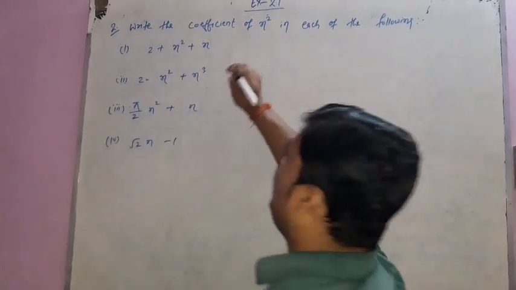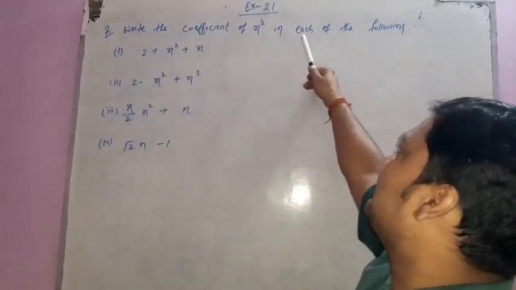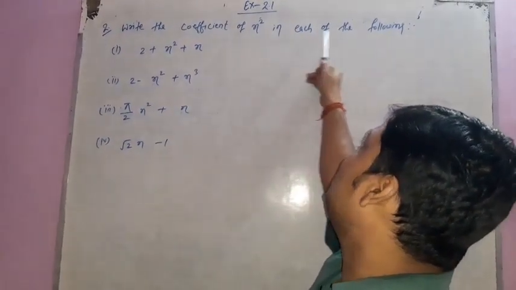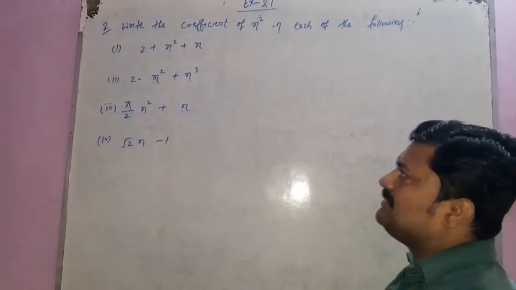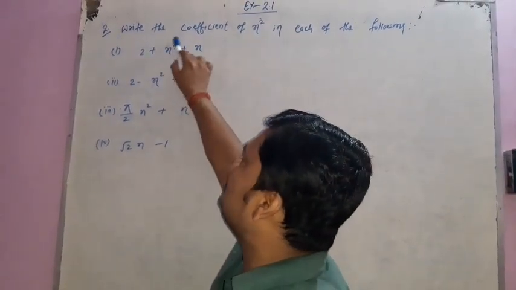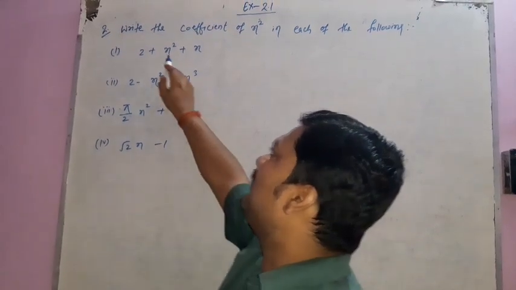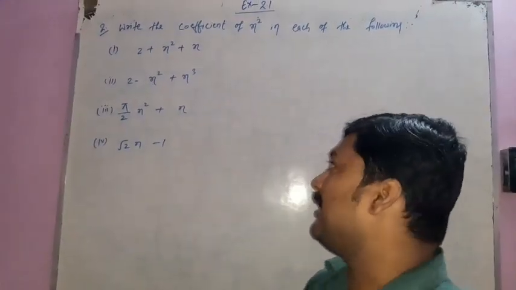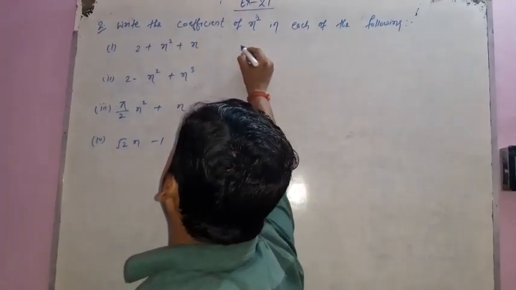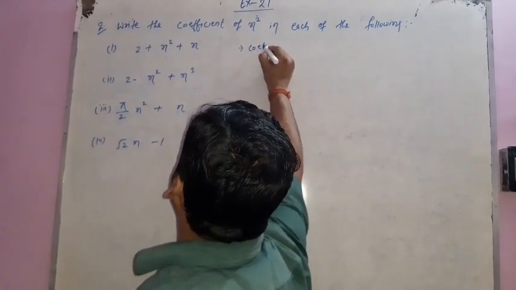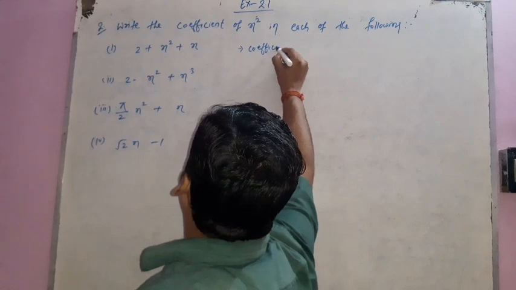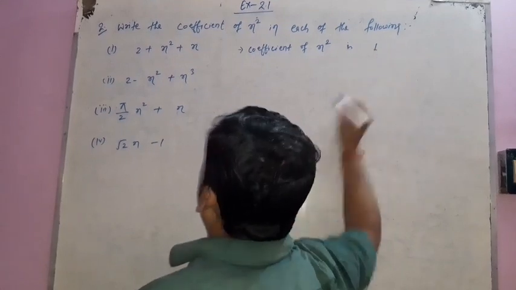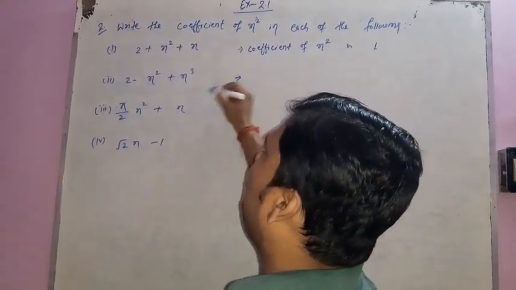In question number 2, exercise 2.1, write the coefficient of x square in each of the following. The first one is here, what is the coefficient of x square? Whatever number is present before x square, that is called the coefficient of x square. So here 1 is in hidden form. So we can say that coefficient of x square is 1.